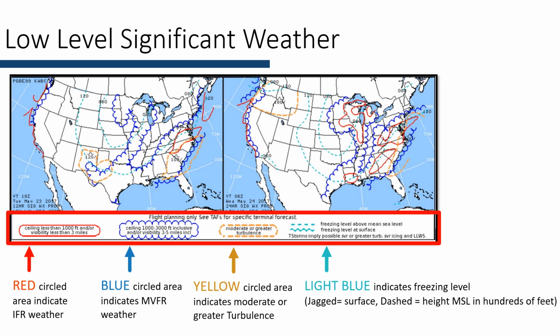Blue scalloped areas on the chart indicate regions where MVFR conditions are present. Yellow dashed areas indicate that moderate or greater turbulence is present. Finally, light blue lines indicate freezing levels. If the light blue line is solid jagged, the freezing level is at the surface. If the line is dashed, it is indicating the freezing level height is above mean sea level.